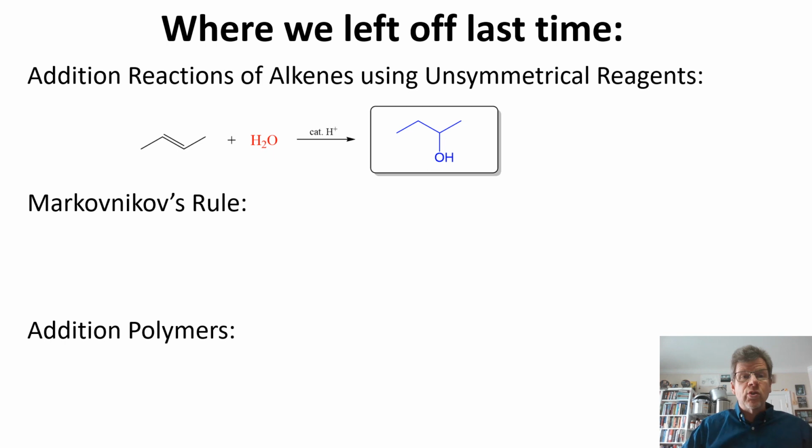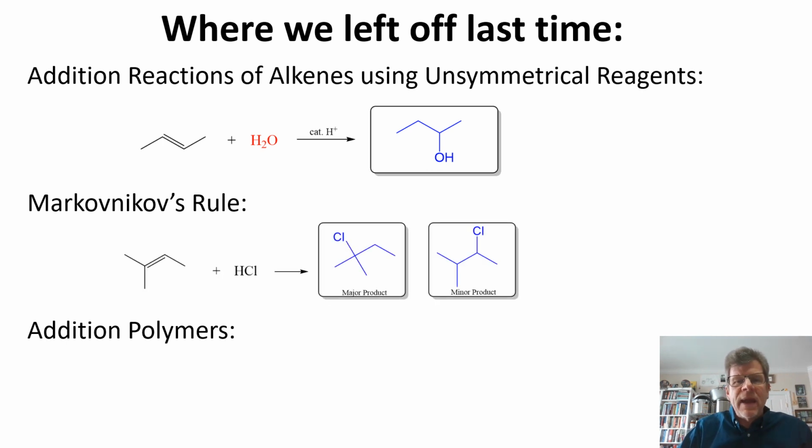Now, we ran into an issue when we reacted one of these unsymmetrical reagents with an unsymmetrical alkene, and ended up with the potential for two products. And if we have a difference in substitution patterns on those two products, we can use Markovnikov's rule to predict the major product and the minor product of reaction. In this case, this is a hydrohalogenation. It also works with a hydration of alkenes.